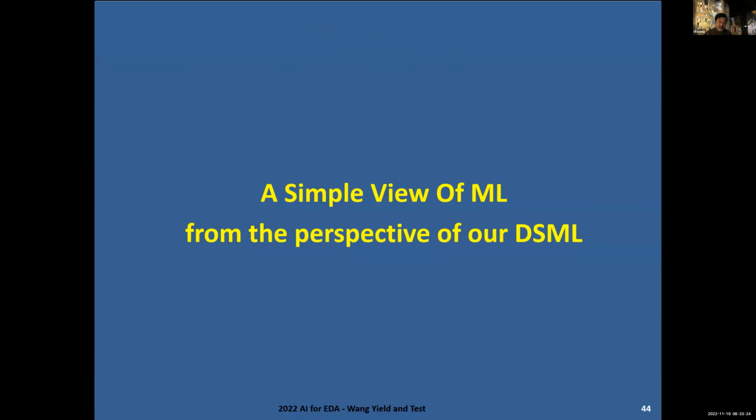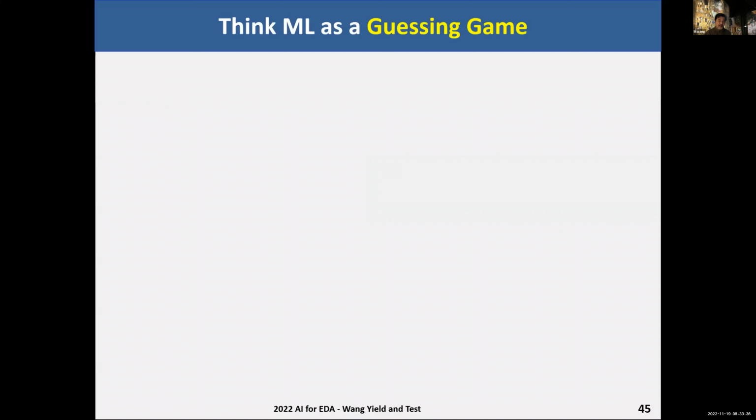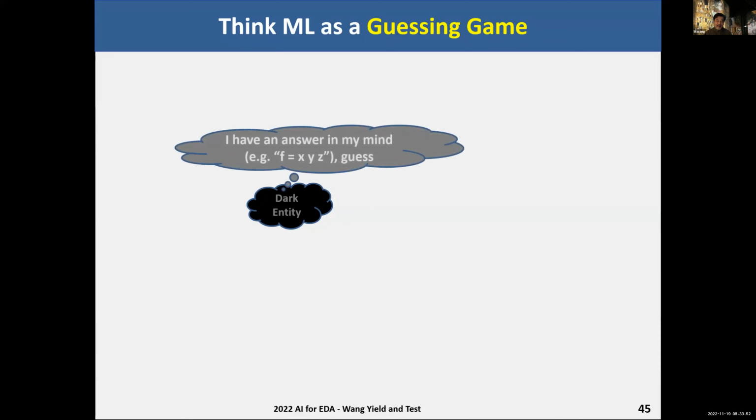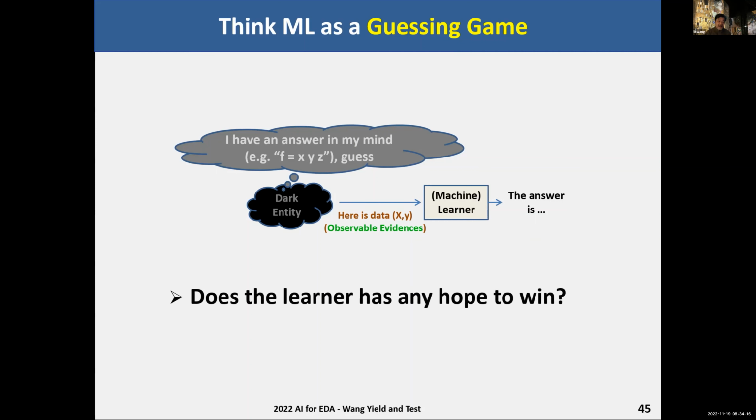So next, I would like to sidetrack a little bit, and spend a few minutes to mention our simple view of machine learning from the perspective of domain-specific machine learning. In an intuitive way, we can think about machine learning as playing a guessing game. First, let's assume that there's this dark entity whose insights we cannot see, but we desire to model or understand it. Say this dark entity has its own mind, and this mind asserts a true answer to begin with. Say the answer is a simple function f equal to x, y, z. The learner's job is to guess the correct answer in the dark entity's mind. And some data revealed by the dark entity, you can call it observable evidence, is revealed to the learner. In such a view, the fundamental question we can ask is: does the learner have the hope to win, or to guess correctly?